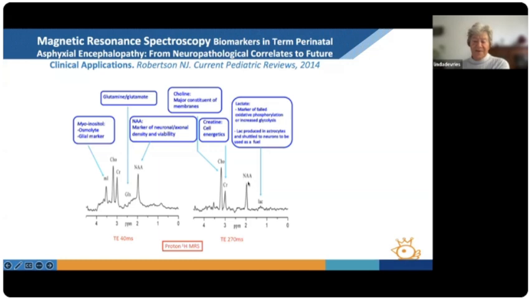N-acetylaspartate, which is present in the neurons and also the axons. And then the lactate peak, you really don't want to see a high peak, but a little bit of lactate is shown here. And this can be very high in children with severe HIE.